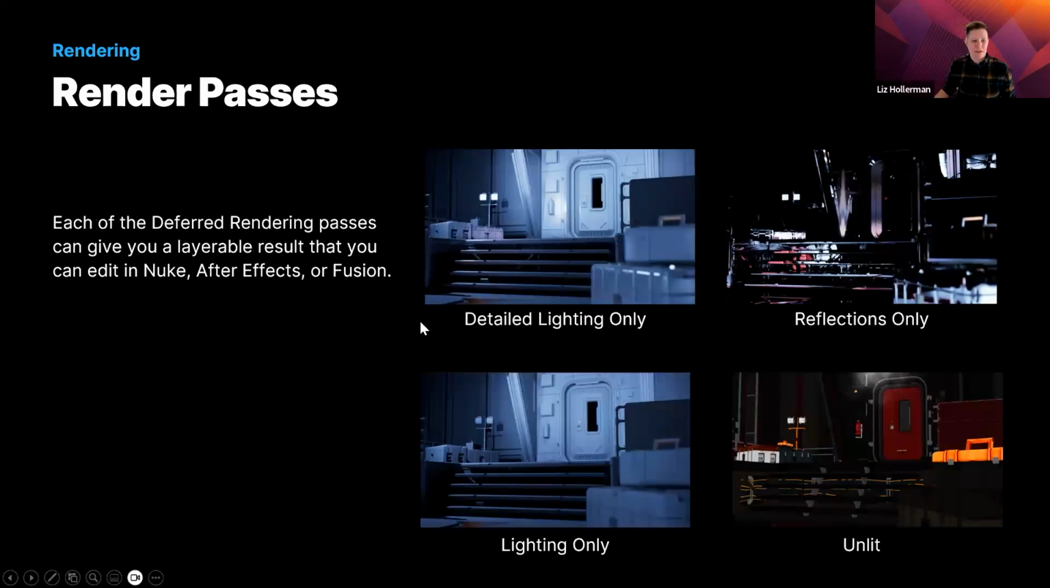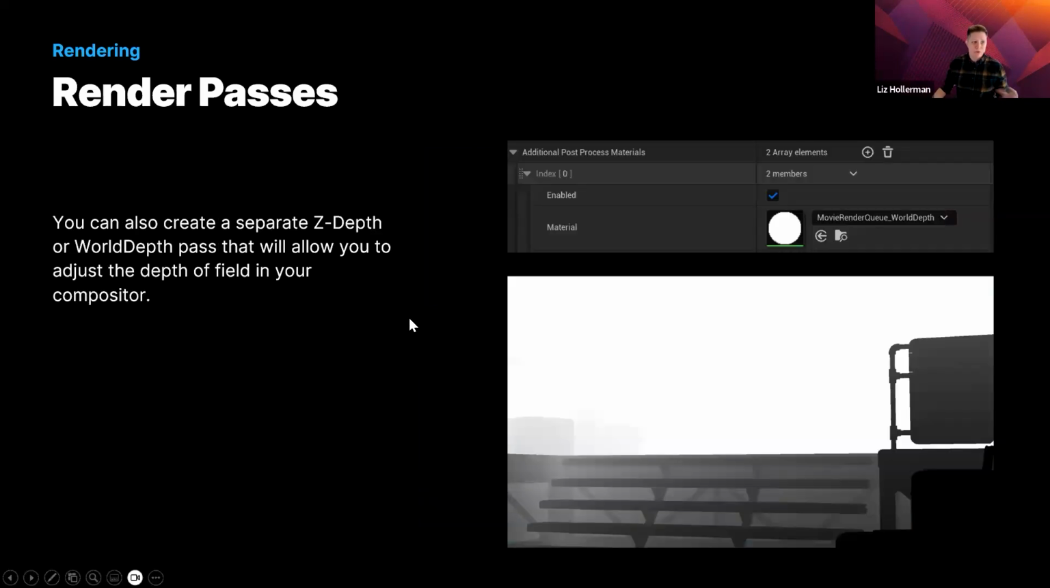Here's just a sample of what the detail lighting, lighting only, reflections only, or unlit passes look like. All of these could be layered, and you can edit them in Nuke, After Effects, or Fusion for DaVinci. A couple of notes: you could also, as I mentioned, do render passes for Z depth, which they call world depth in here. You would want to enable this in the deferred rendering setting. They also have motion blur, which are motion vectors that you can also enable.